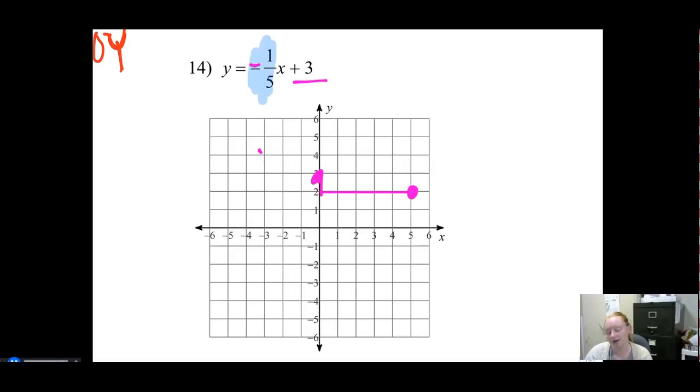I'll connect my dots or points. Some teachers might have a pet peeve about that. And I'll add my arrows. When I look at this line from left to right, it points downwards.